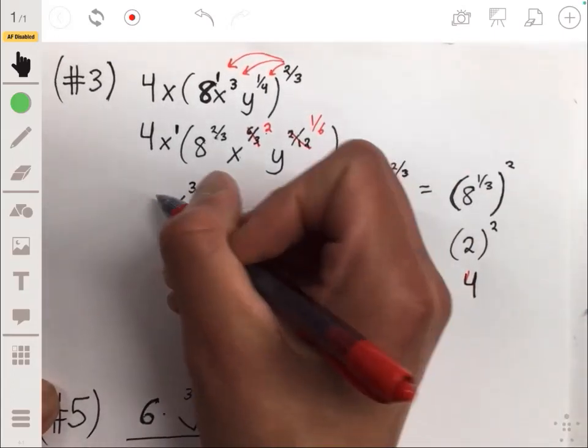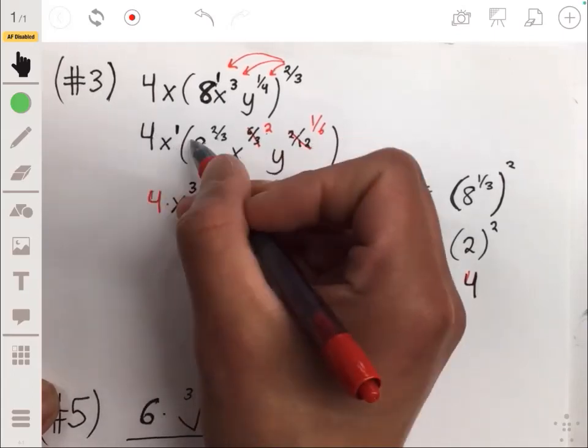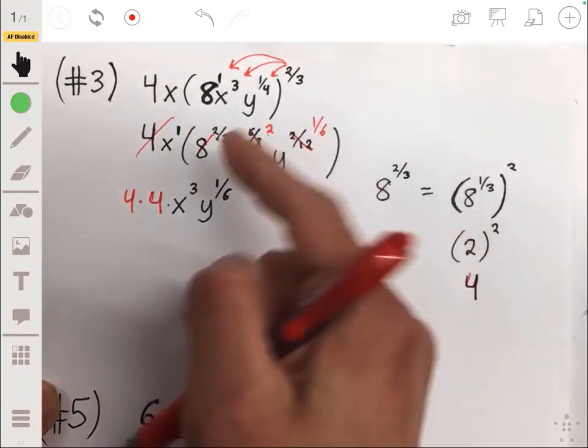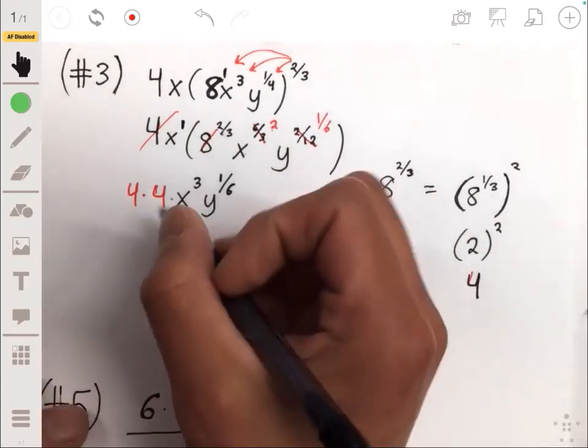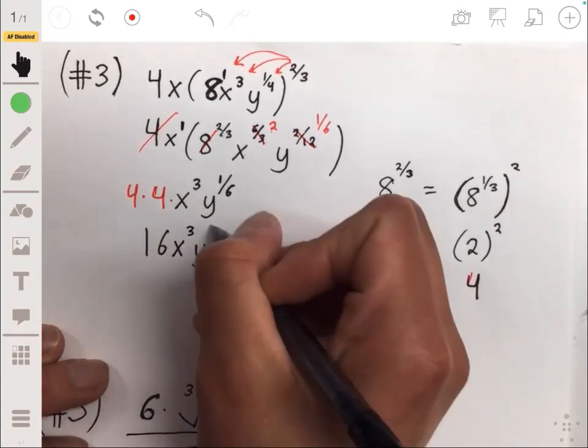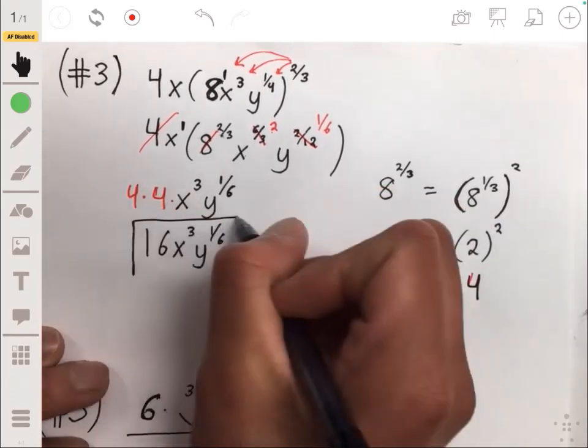So what you really have going on here is 4 times 4 for that, and that. And then what we end up with is 16 x cubed times y to the 1/6 as your final answer.